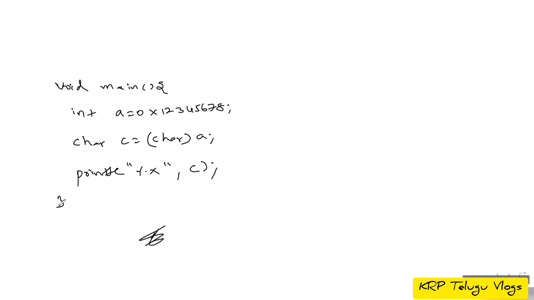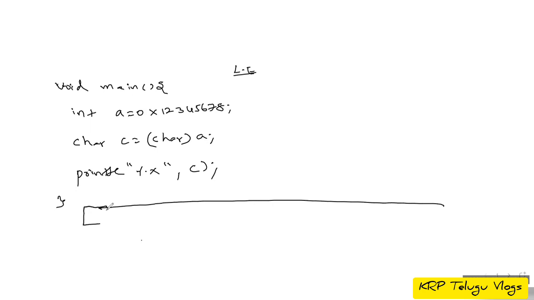Sir, which machine, sir? This one? Little endian? Little endian. If you take 0x12345678, little endian machine, sir. How? So a is integer, c is a character holding 1 byte, yes, correct. We are converting an integer into a character. Very good. So a has 4 bytes of memory.